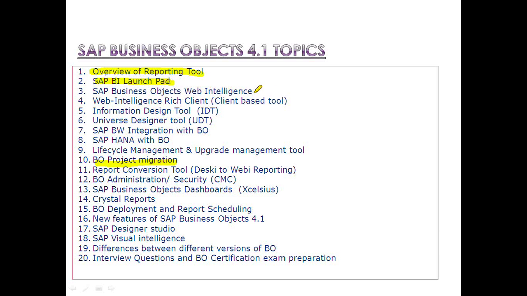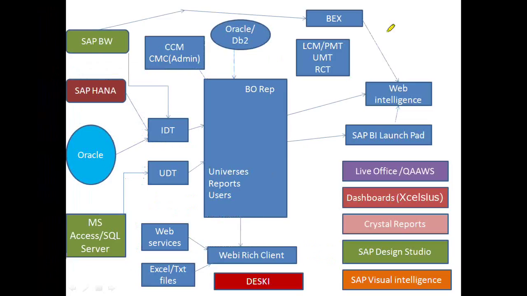It's a portal. And business object web intelligence is one of the web-based reporting tools. So in the web intelligence tool, we can create the reports. We can create different kinds of reports in web intelligence by connecting to the universes and the BEX queries.